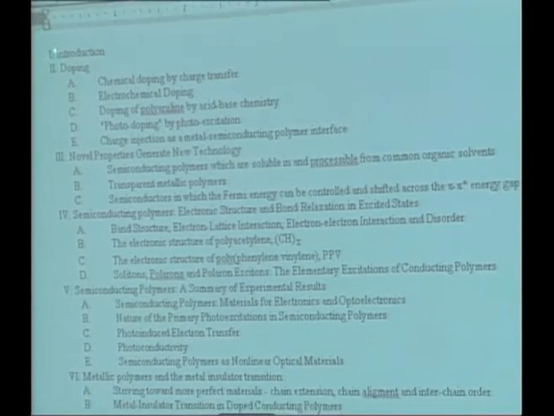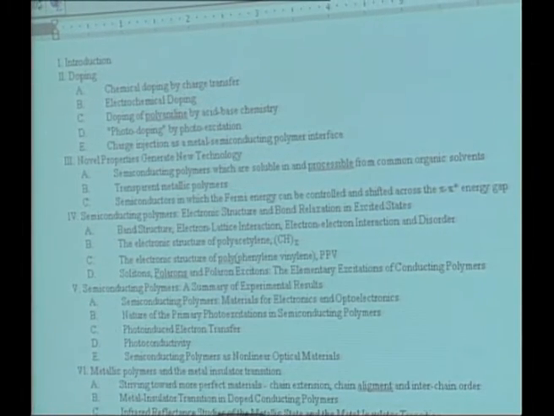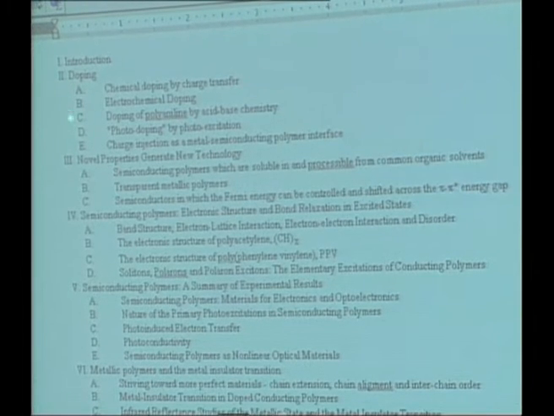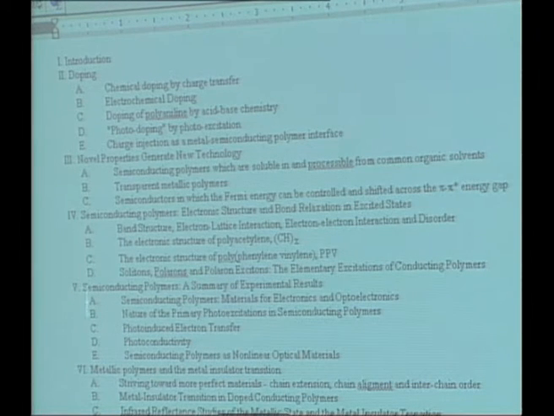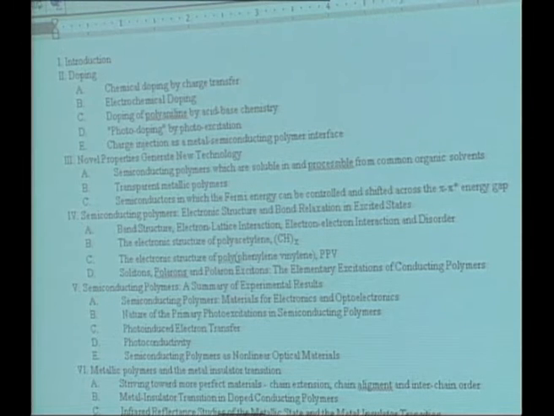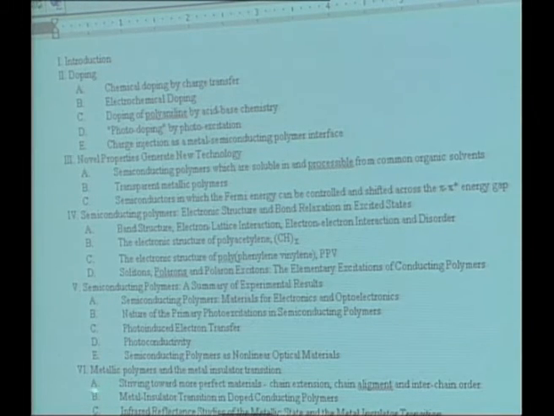I'll give you some introduction. Obviously, we'll be talking about doping of these polymers. We'll be talking about the fact that they are rather special materials, not typical of conventional semiconductors. We'll be talking about some of the basic physics of these materials, the metal physics, and then we'll get into a variety of applications.